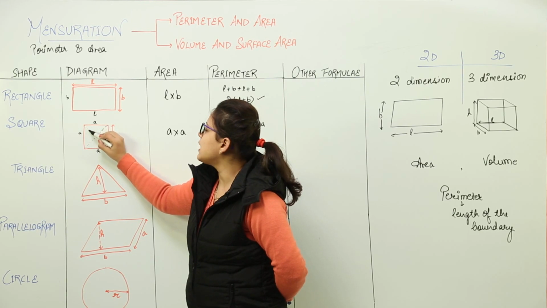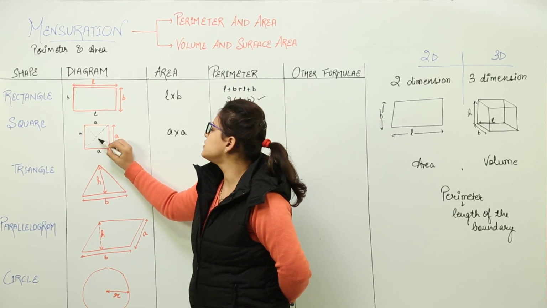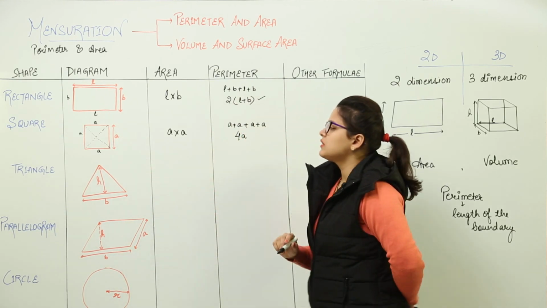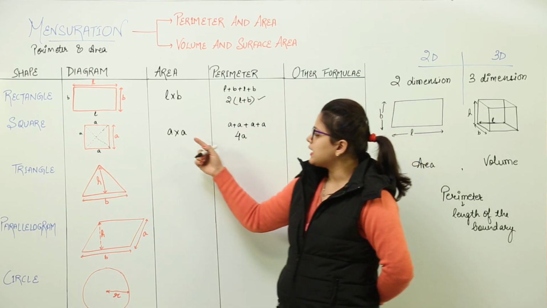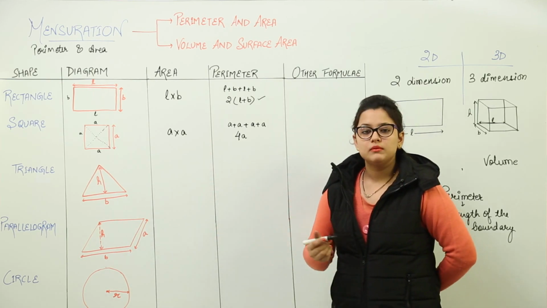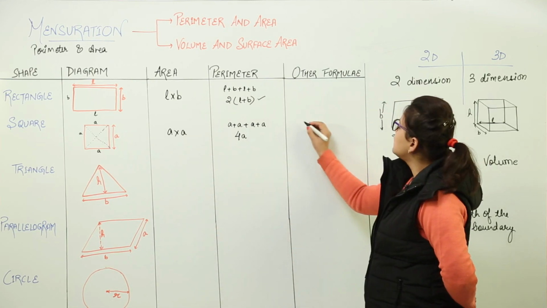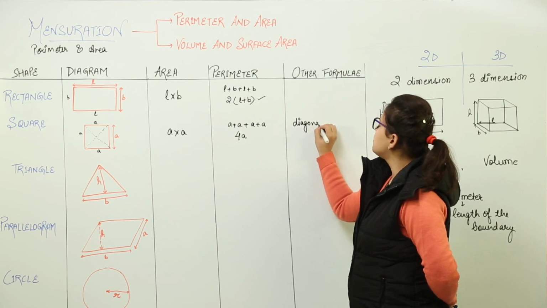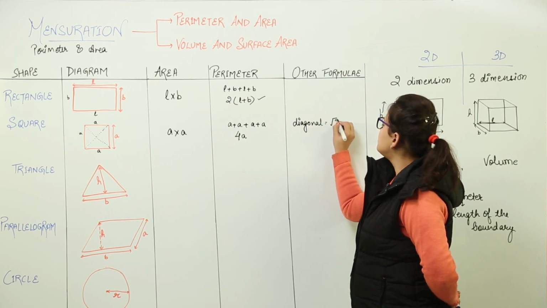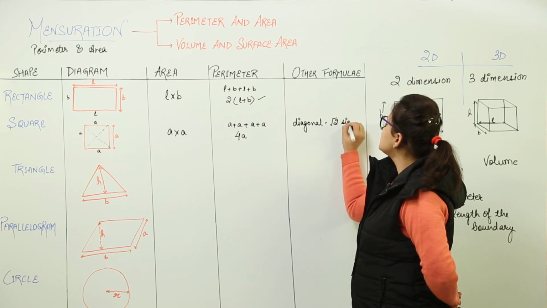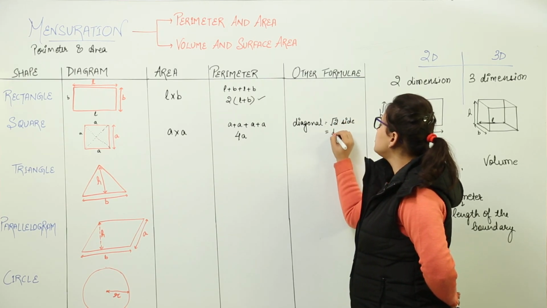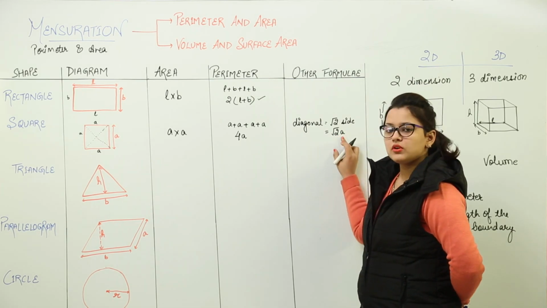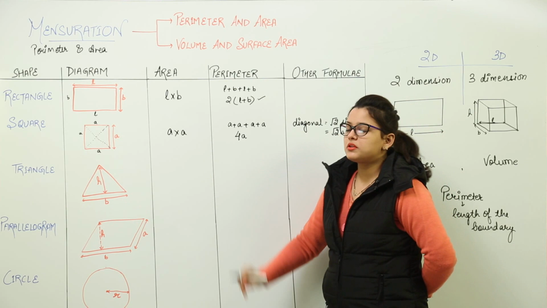Diagonal means any line that joins two opposite vertices of a shape. Now see, I have made two diagonals over here. If you are given this side, you have to find the length of the diagonal. For that, the formula will be: diagonal equals under root 2 into whatever the side measurement is, or you can directly write it as root 2 a. Here A stands for whatever measurement is given for the side.